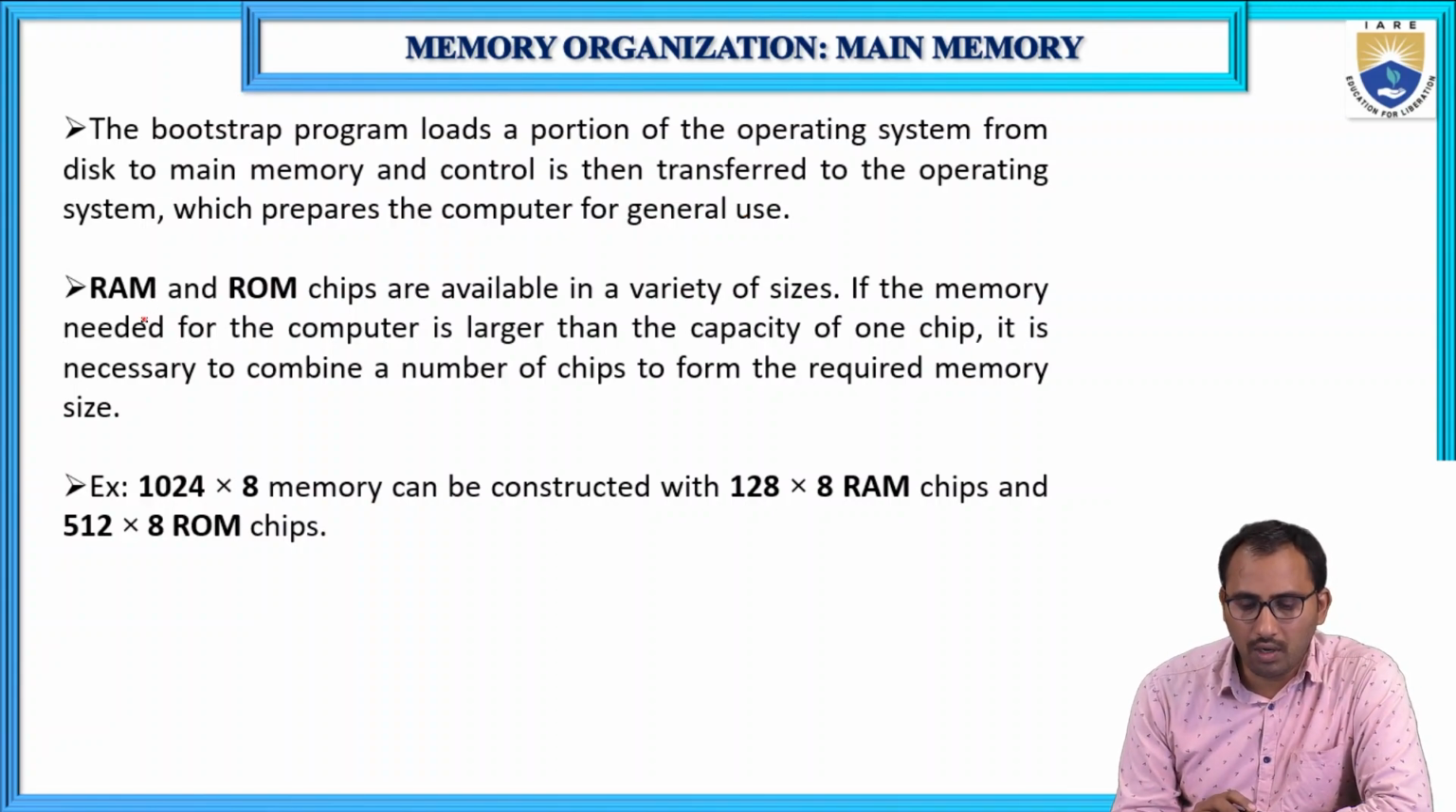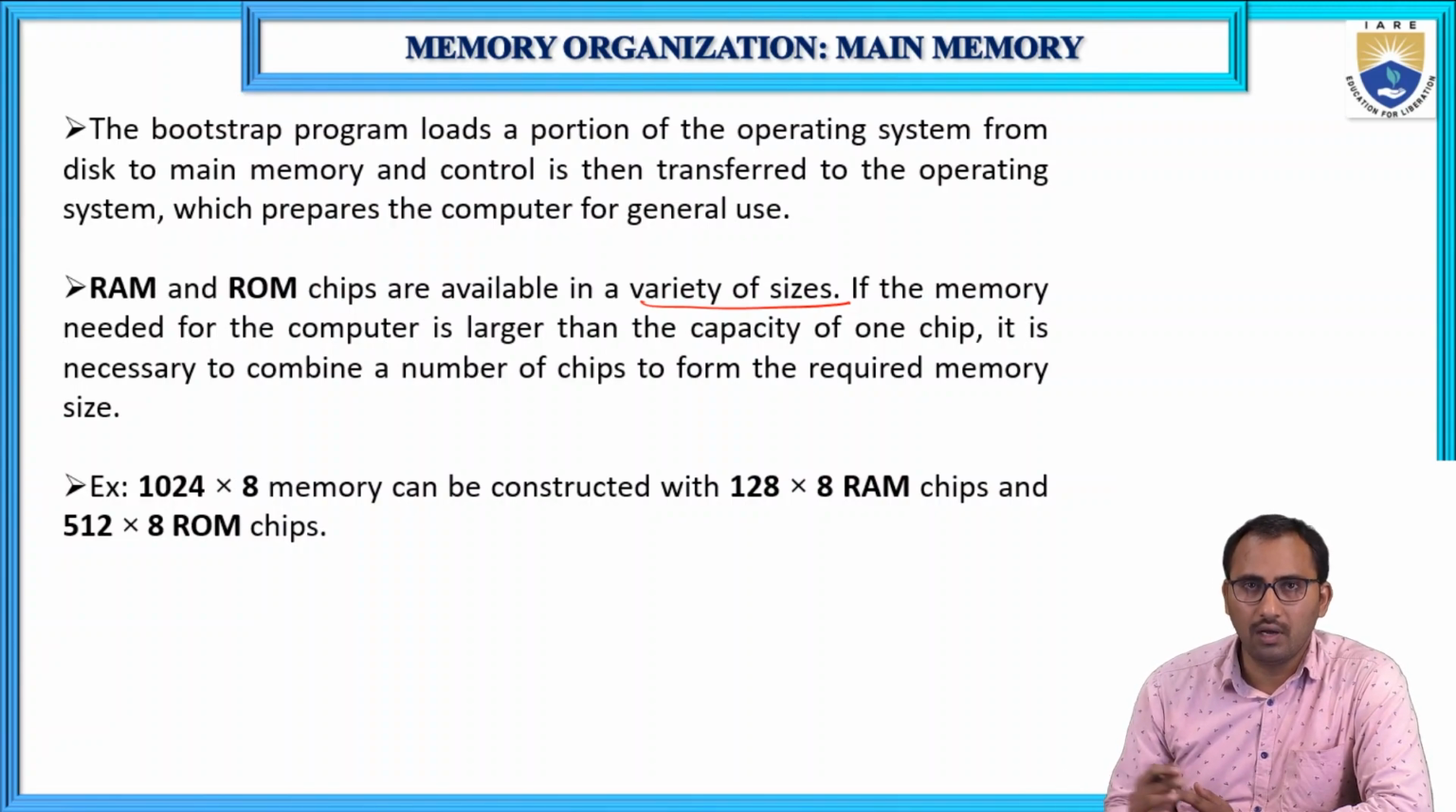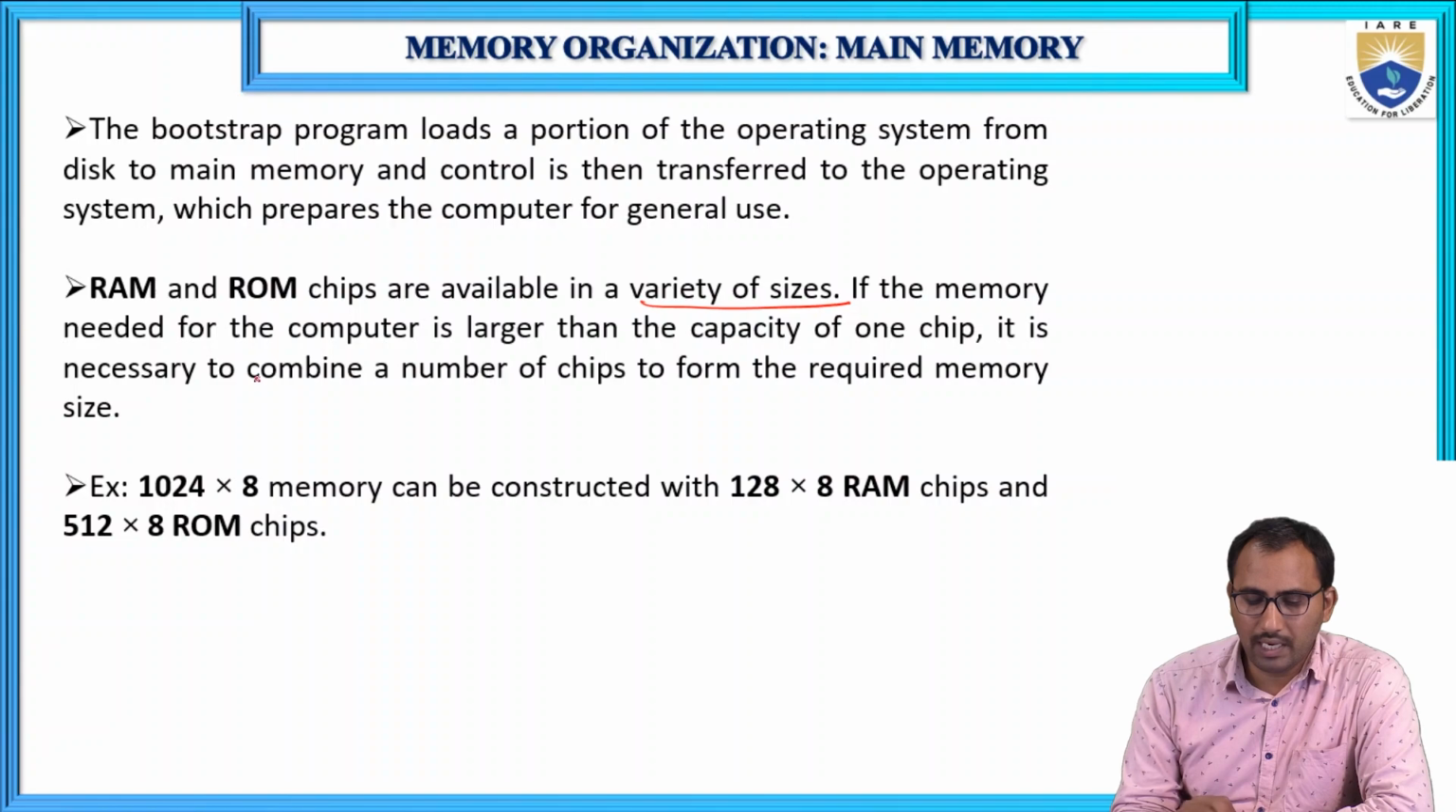So RAM and ROM are available in different sizes, because we have different RAMs: 512 bytes of RAM, 256 bytes of RAM, 128 bytes of RAM. Similarly, ROM of 512 kilobytes, 512 bytes. So like that, we have different sizes of memories. If the memory needed for the computer is larger than the capacity of one chip, it is necessary to combine a number of chips to form the required memory size.